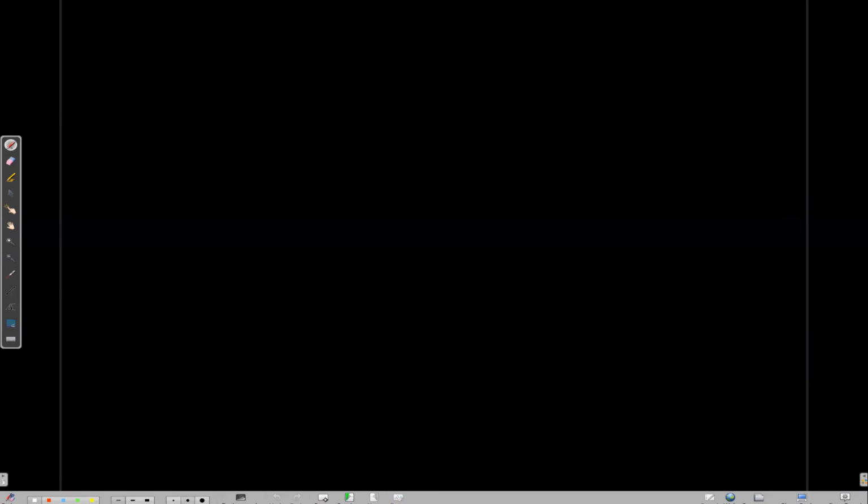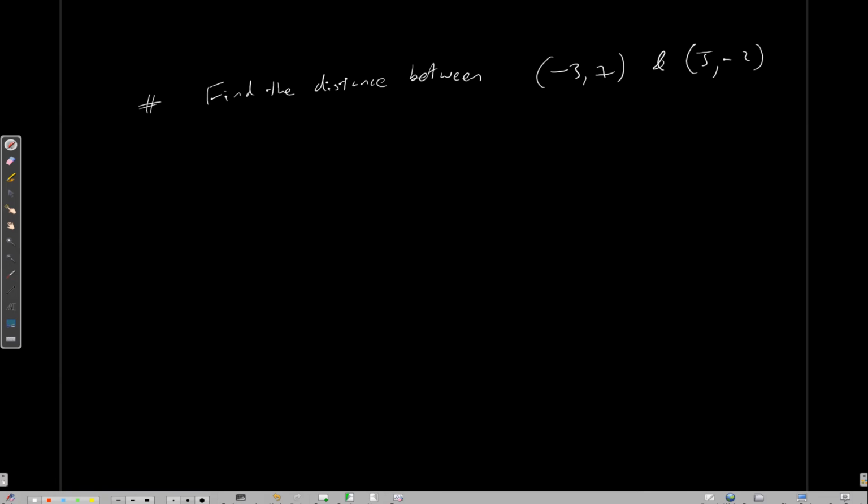How about if I ask you to find the distance between -3, 7 and 5, -2. Yes, you can draw it, but you don't have to. But since this is the first example, let's see roughly 1, 2, 3, somewhere here, and 1, 2, 3, 4, 5, -2 somewhere here. So something like this. Okay. Now what you need to do, you need to first label x1, x2, and y1, y2.